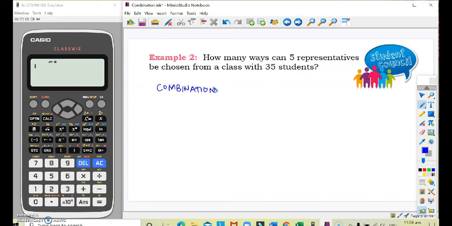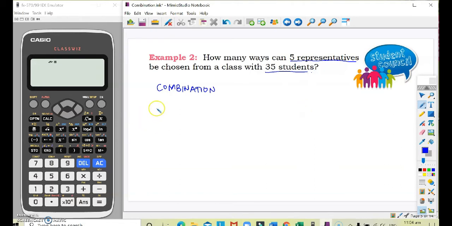What's the difference, or how will I make this problem a permutation problem? If I included that, how many ways can 5 representatives be chosen from a class with 35 students such that the representatives will be assigned as president, vice president, secretary, treasurer, or ERO, then that's when there's designation, because there's a particular order in which the students will be identified, then that becomes a permutation problem. But in this case, let's focus on our combination problem since we're asked to identify 5 representatives out of 35 students.